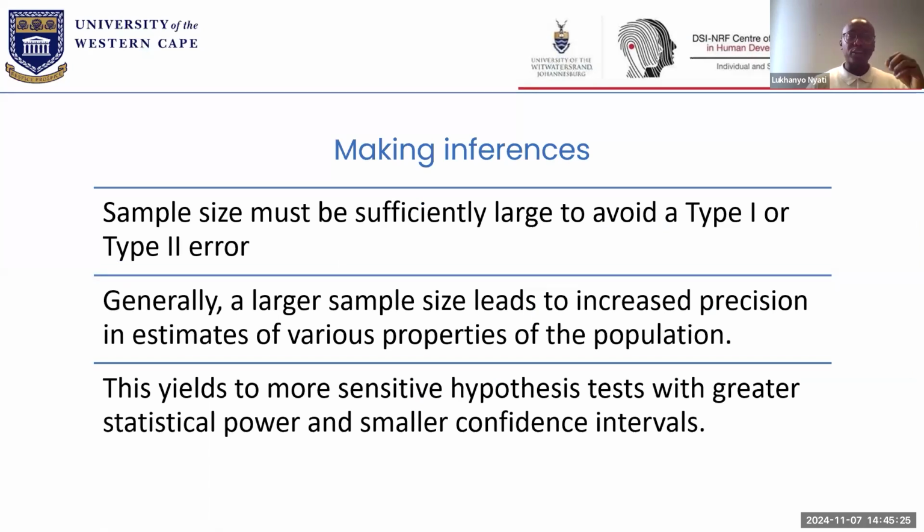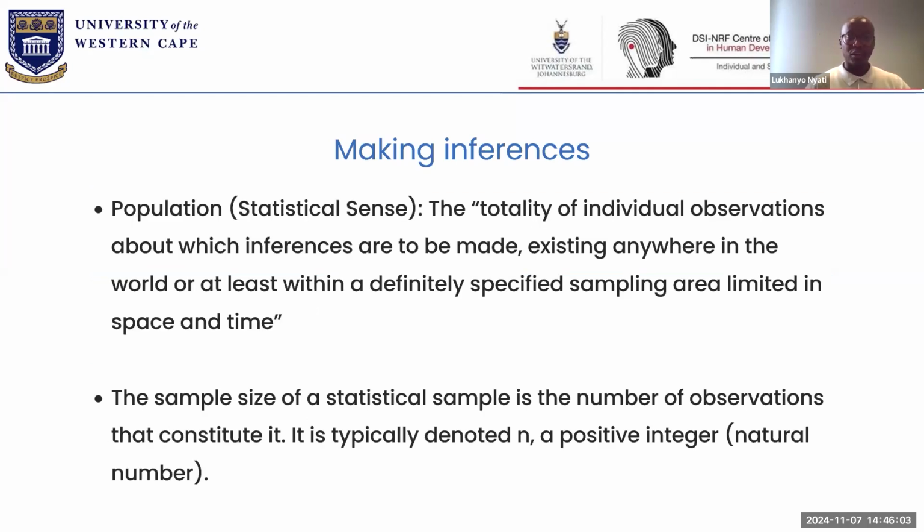So I think I've gone through all of these different scenarios. Going back to the emphasis on sample size, you need a sufficiently large sample size to avoid both type 1 and type 2 error. A larger sample size is important. It leads to increased precision in the estimates of various properties of the population. Apologies for that. And this yields more sensitive hypothesis tests with greater statistical power and smaller confidence intervals. So this is extremely important, again, just overemphasizing the importance of sample size.